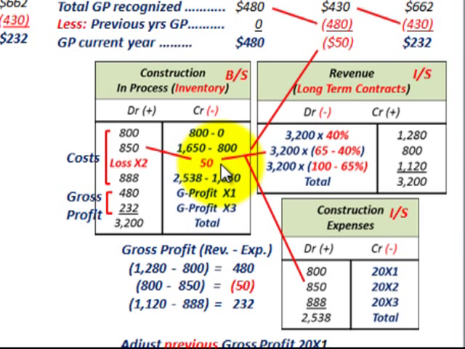So our total credits are sitting at 850 here, and then going down to our construction expenses here, we're going to look at that. We would have debited that here in 20x2 for 850. So that's how you record this loss in the current period, 20x2, and it was a result of over profits in 20x1. But let's just go through our numbers here so you understand what's going on.